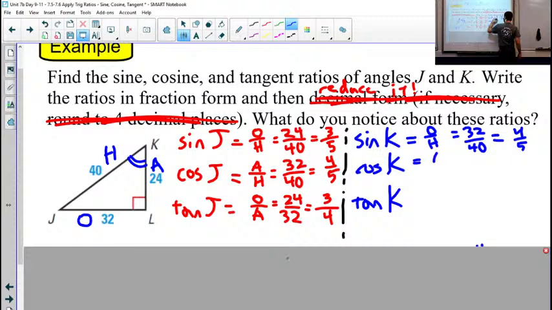Cosine is adjacent over hypotenuse. Again, it has to be in this order. Adjacent has to go on top, hypotenuse has to go on the bottom. Otherwise, it's not cosine. Adjacent to K is now my 24. Hypotenuse is still 40. Both divisible by 8, it's 3 over 5.